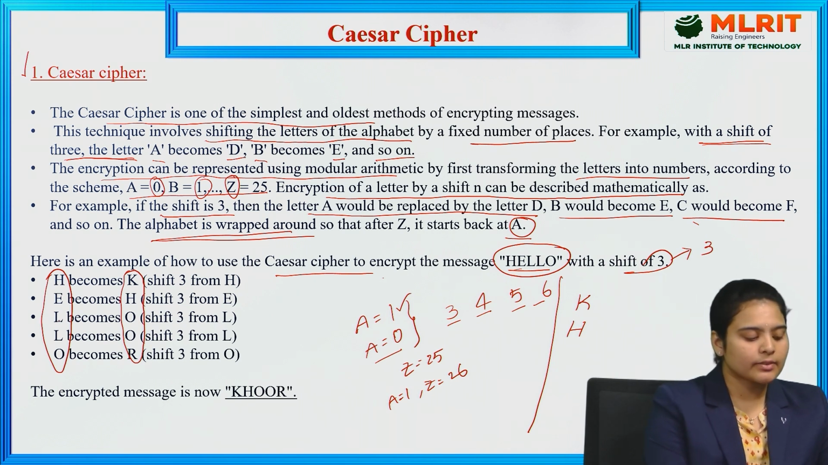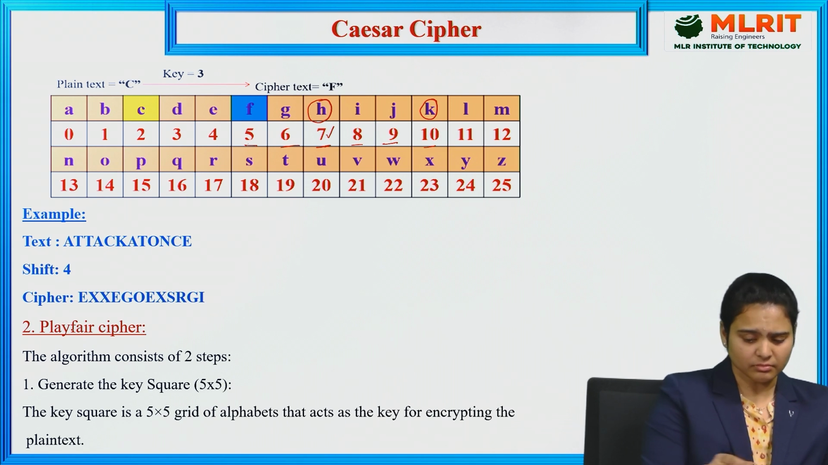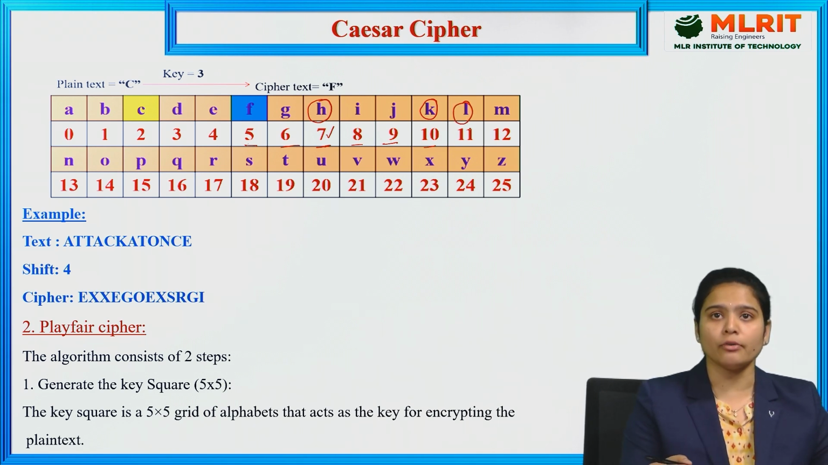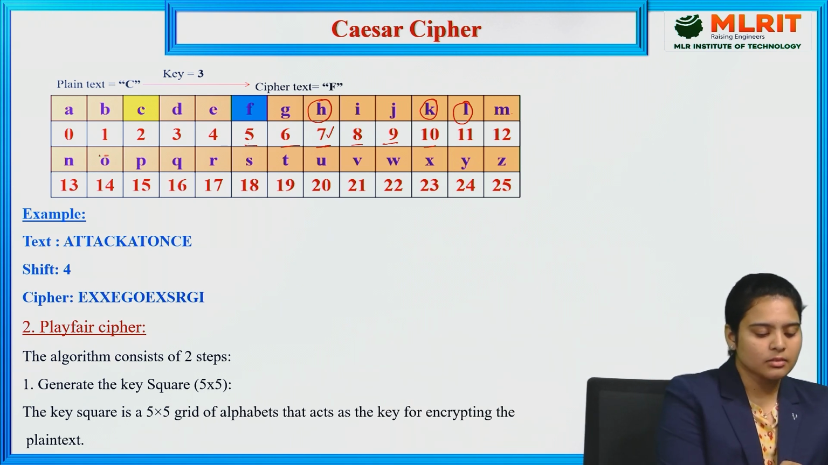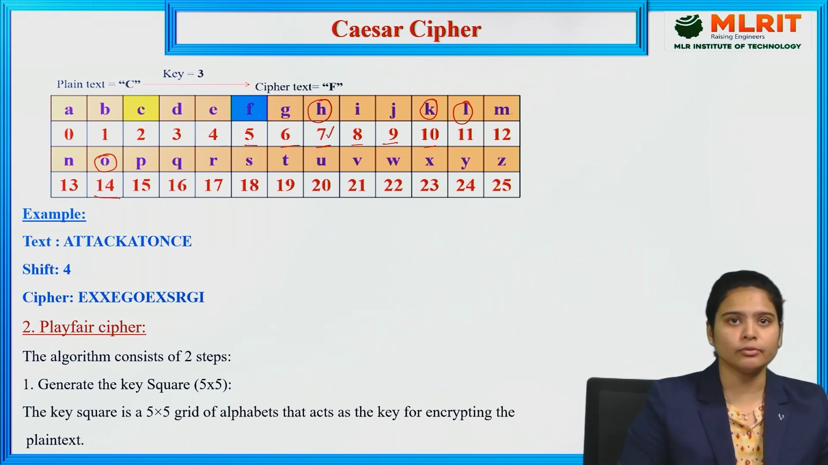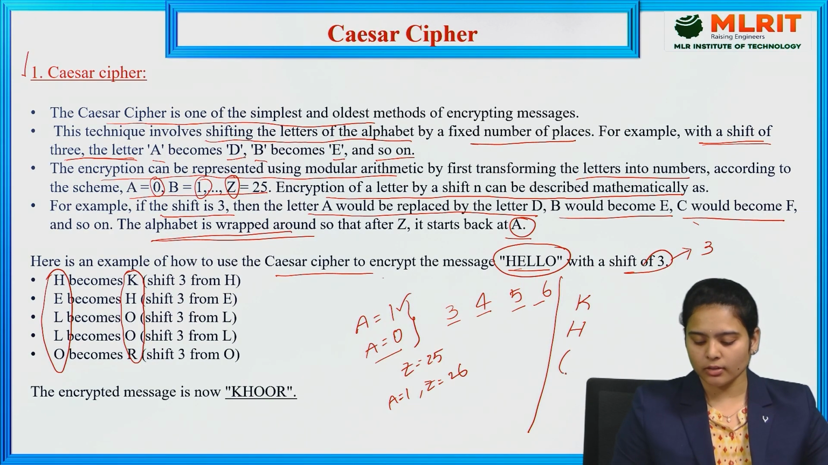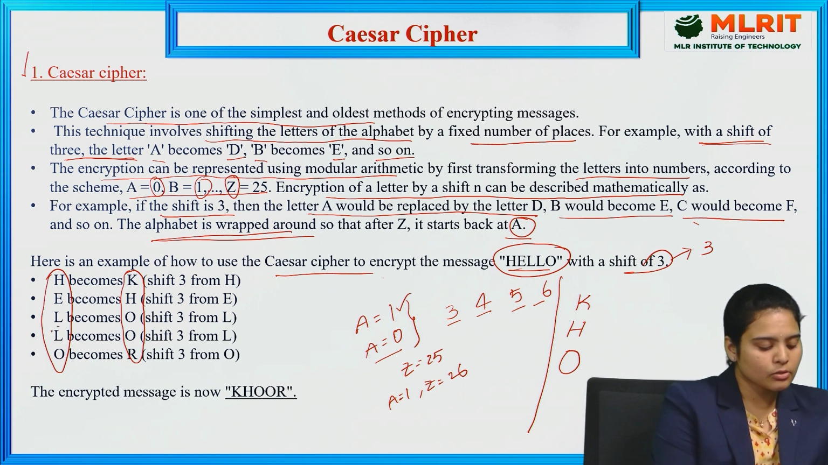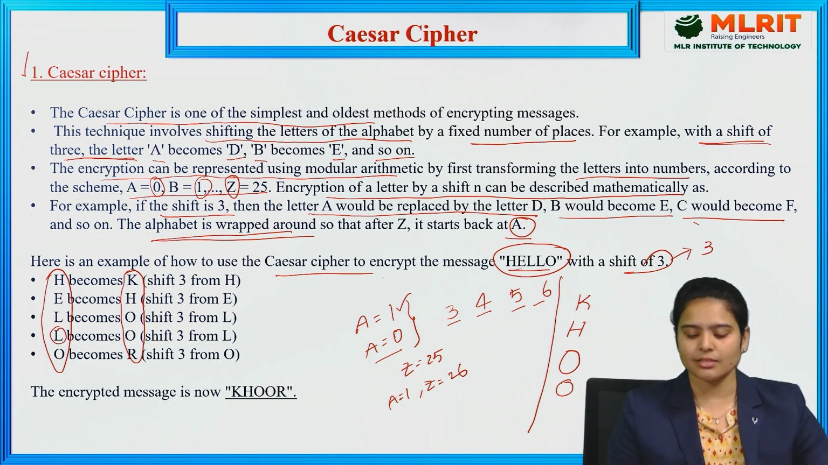The next one is the letter L. L, by shifting 3 places, 1, 2, 3, means we get the letter O. Then we got the third letter also. The next one is also L. So L we have seen previously, so we can write it here as O.